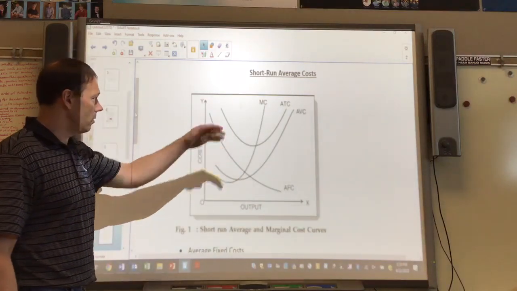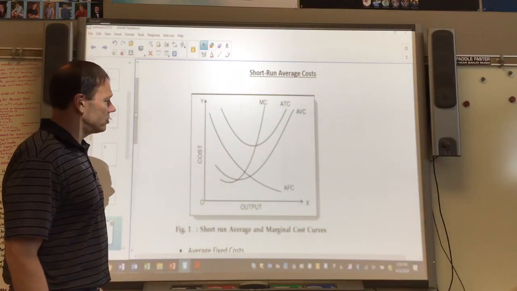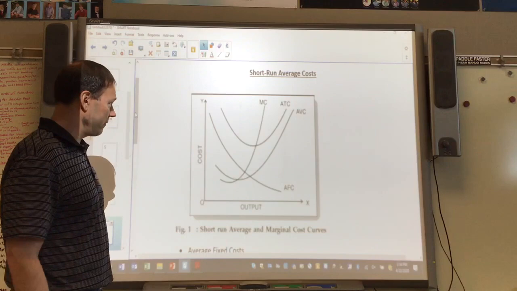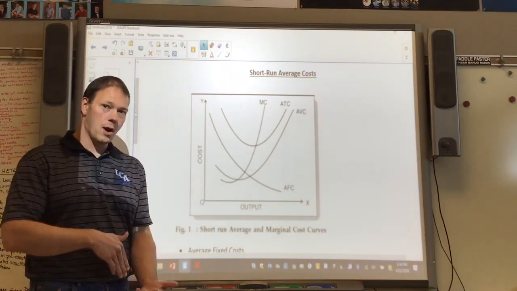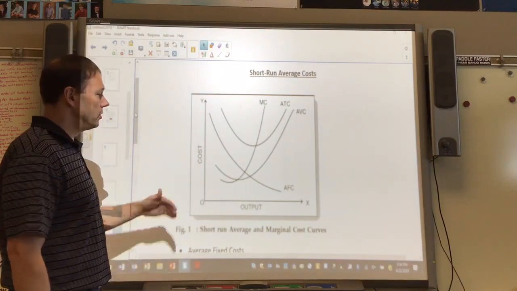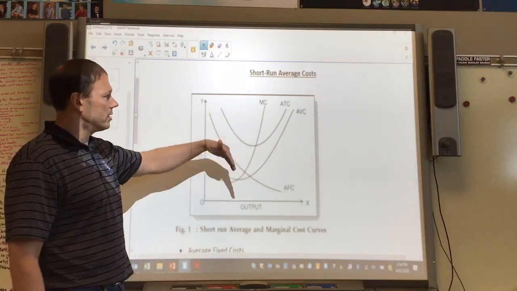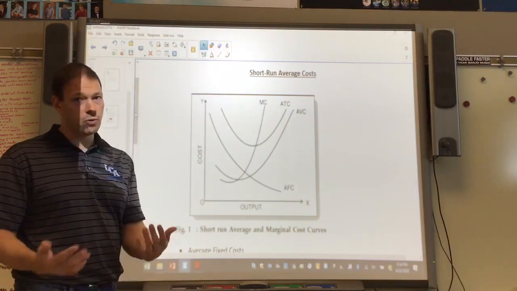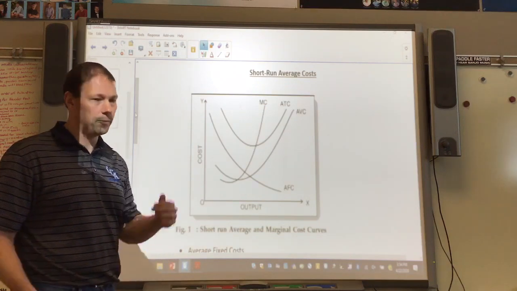And so it goes like that. You've got your average total cost. Two ways of figuring out average total cost. You could do total cost divided by output. That works fine. You could also do average fixed cost plus average variable cost. Both of those should get you the same exact number.